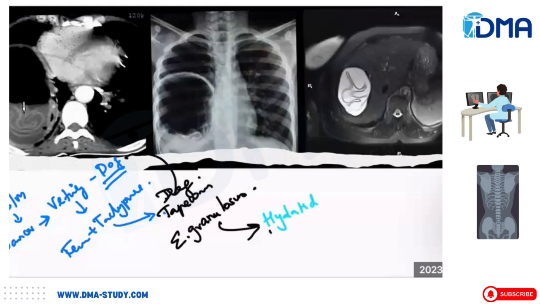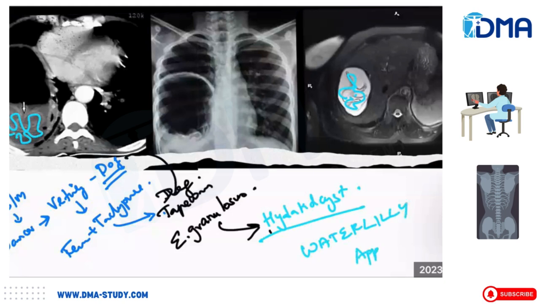Right? Hydatid cyst will be Echinococcus. In hydatid cyst, you have the active worms inside. The active hydatids will be there inside. This will give the water lily appearance. So whenever you see a water lily appearance, it is the hydatid cyst which is causing this water lily appearance.